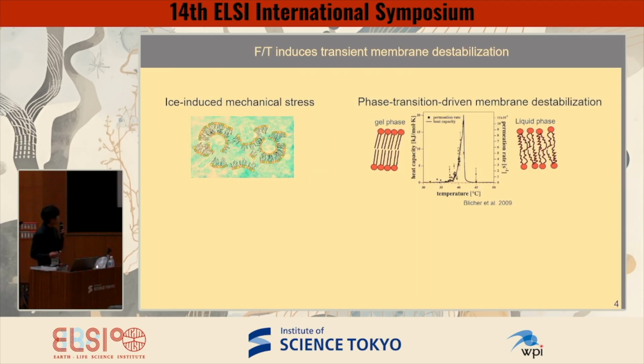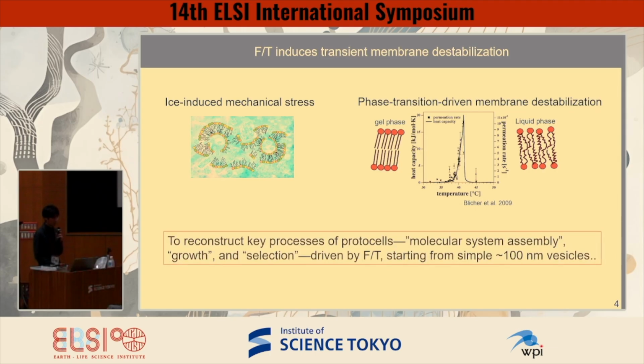And also, freeze-thaw induces transient membrane destabilization, by ice-induced mechanical stress or phase-transition-driven membrane destabilization. And I think this will be the major cause of content encapsulation, content mixing, or fusion. So here we leverage these universal properties of freeze-thaw cycling. We aim to reconstruct key processes of protocells, starting from very simple 100 nanometer vesicles.